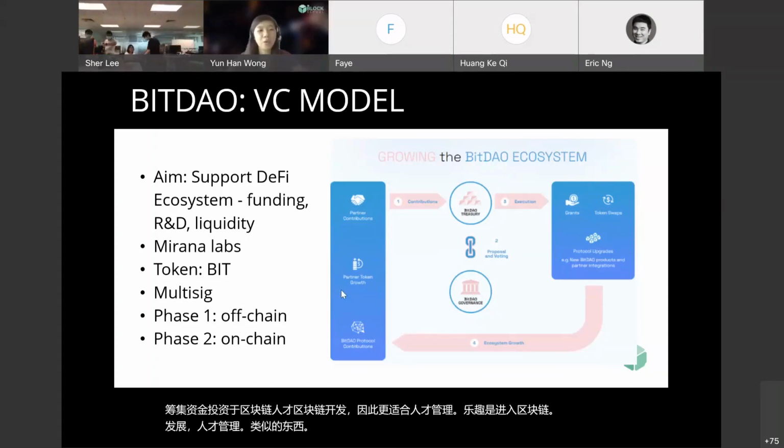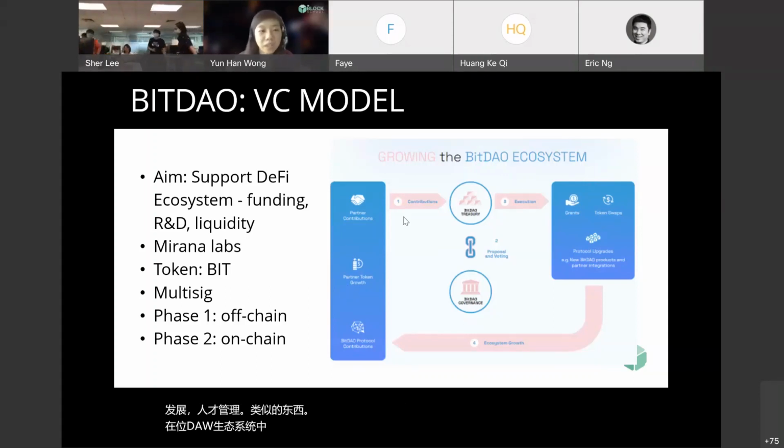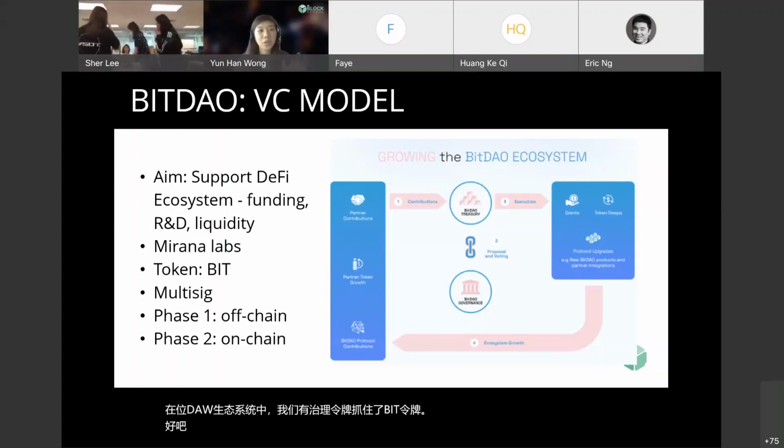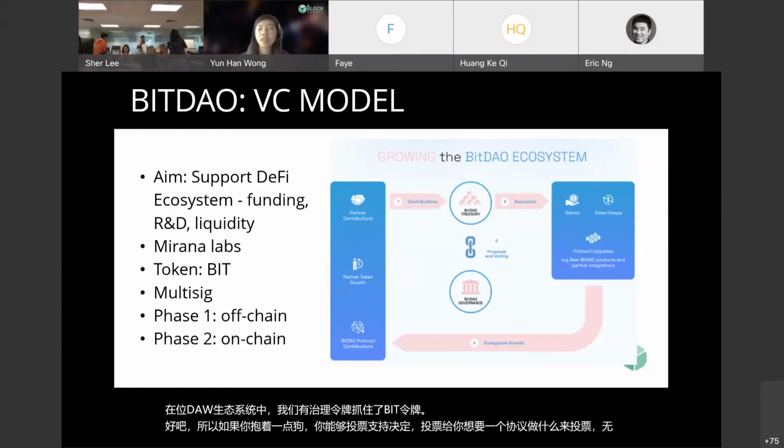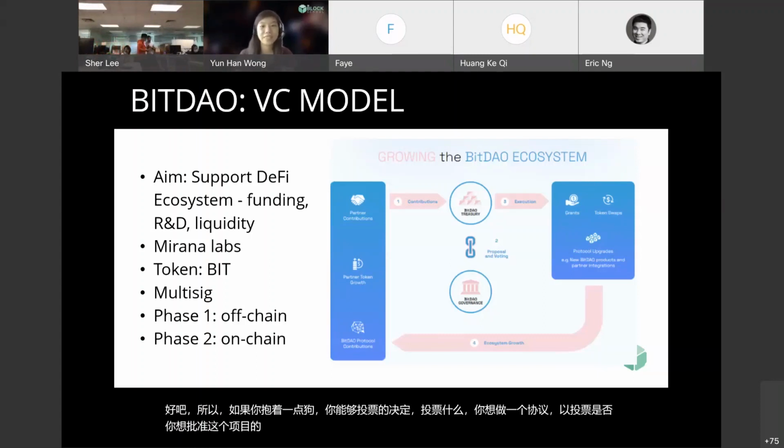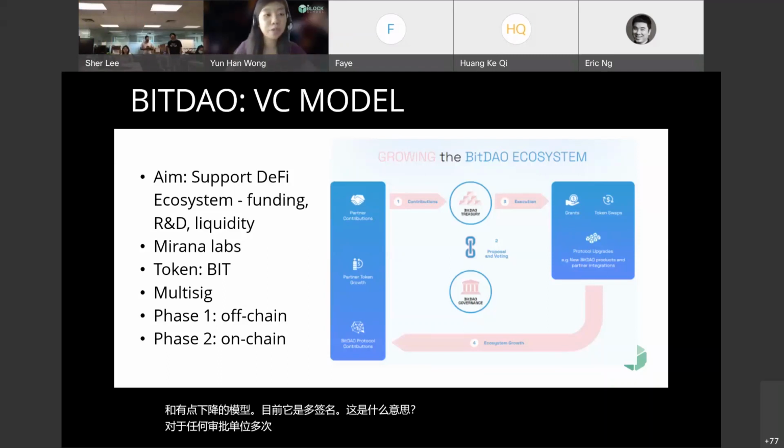And within the BitDAO ecosystem, we have the governance token called the BIT token. All right, so if you hold a BIT token, you are able to vote for decisions, vote for what you want the protocol to do, to vote whether you want to approve this funding for this project, you want to approve this funding for this startup. And the BitDAO model currently is multi-signature. What does this mean? For any approval, you need multiple approvals. You need approval from multiple parties. And this helps to reduce counterparty risk, because no one person can make a decision.